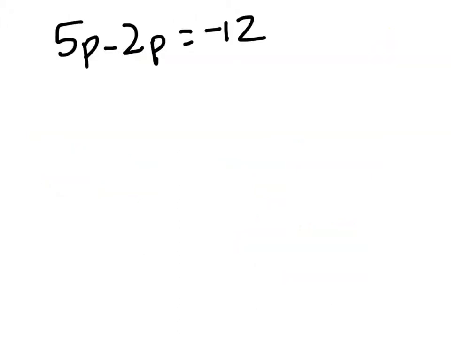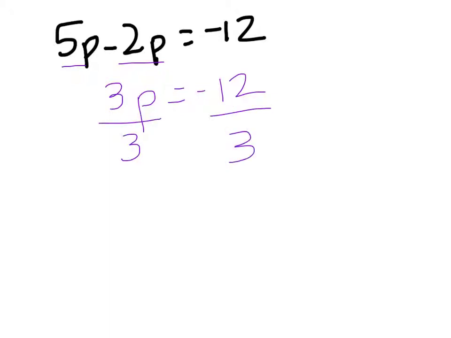And our last example, we have 5p minus 2p equals negative 12. Remember, simplify, simplify, simplify. This 5p and negative 2p are on the same side. I can put them together to make 3p equals negative 12. My variable is p. It's being multiplied by 3. The opposite is divide by 3. My 3's create a 1, so I have 1p, or just p, and negative 12 divided by 3 is negative 4.